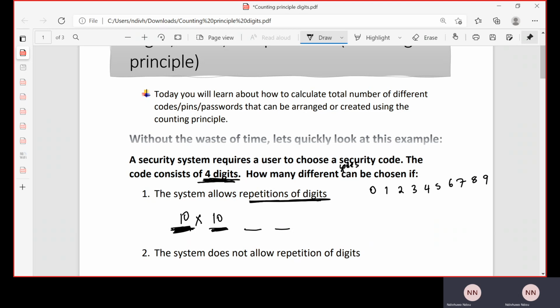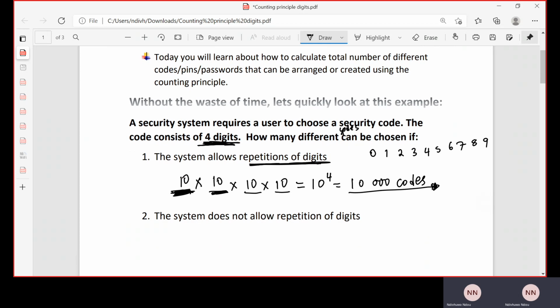They don't decrease as in other examples that we've been doing, because repetition of digits is allowed. It means the same digit you used previously, you can use again. So your choices still remain 10 throughout these positions. So in total, it will be 10 exponent 4, which will give you 10,000 codes. So they can produce 10,000 codes if repetition of digits is allowed.